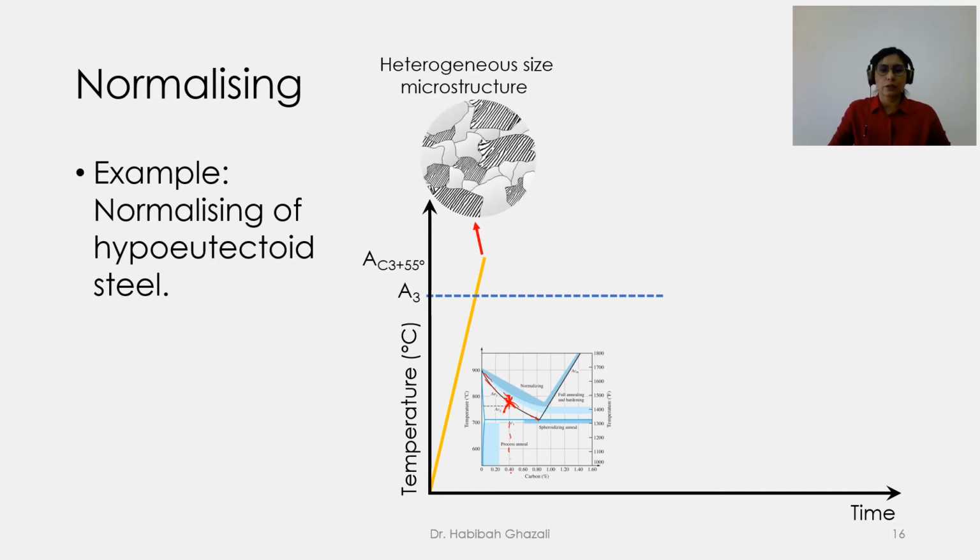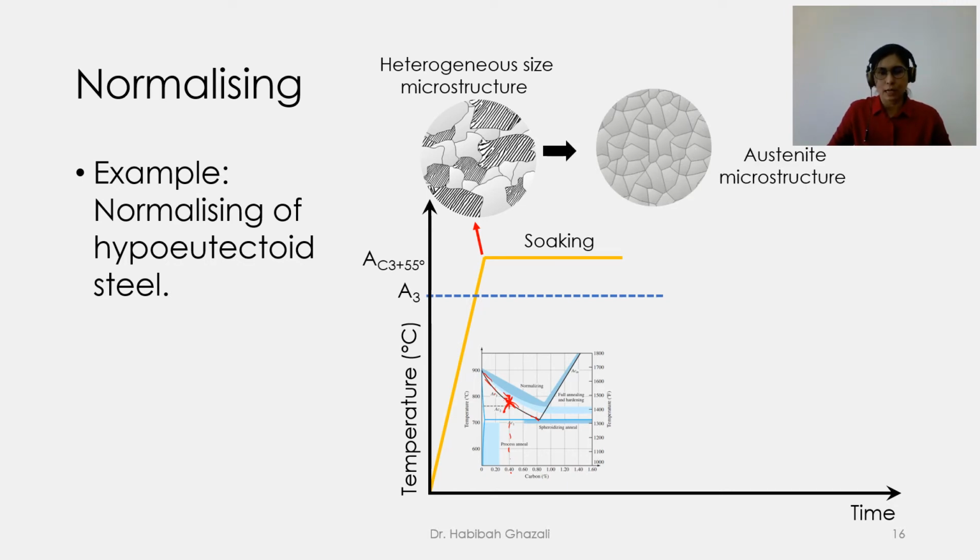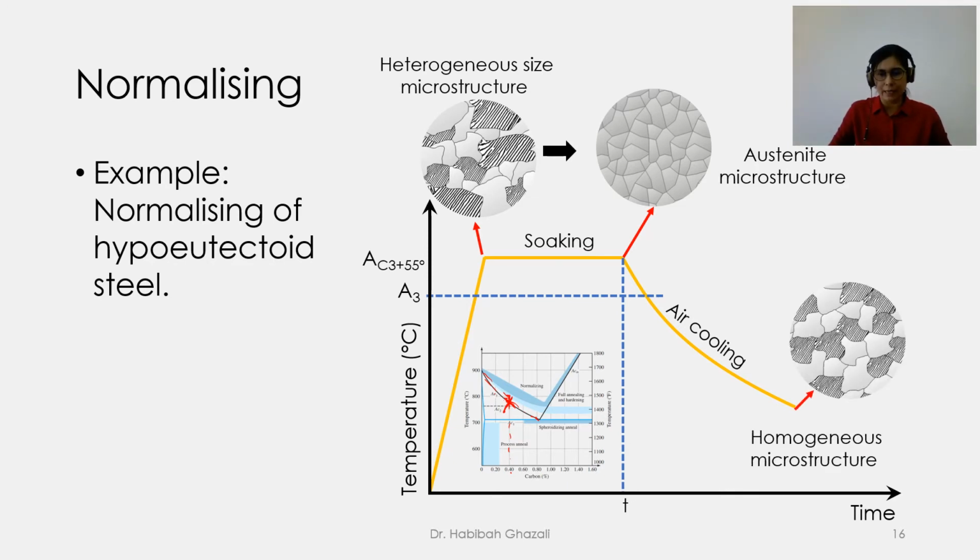So this is the microstructure that you have observed. You want to transform them. After soaking it for a certain period of time, all of these phases will transform. The ferrite and cementite will transform into austenite. If you allow this to cool at room temperature for a certain period of time, the austenite will transform again to ferrite and pearlite, but with a homogeneous microstructure. So that's how we conduct normalizing heat treatment.